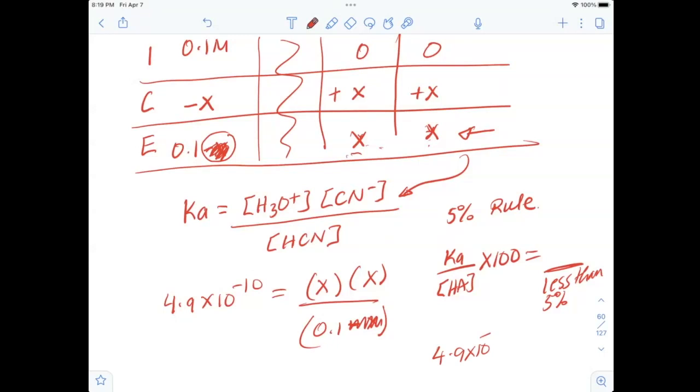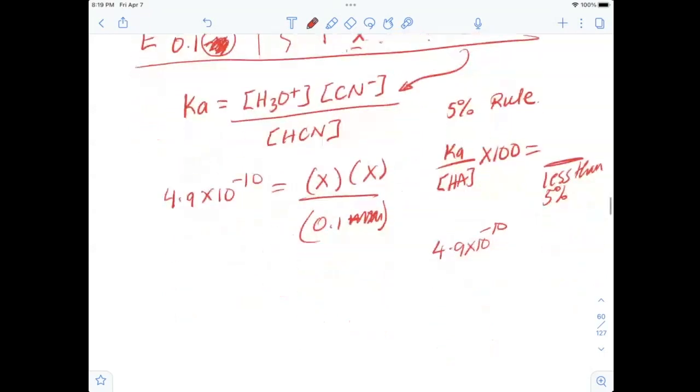4.9 times 10 to the negative 10. If your Ka value is at least 10 to the negative 5 or smaller, you can go ahead and assume it will pass. Divided by 0.1 times 100. Let's see how that plays out. So we got 4.9 times 10 to the negative 9 divided by 0.1 times 100. We get 4.9 times 10 to the negative 6.